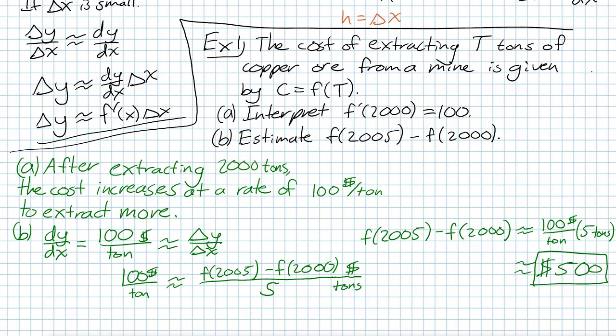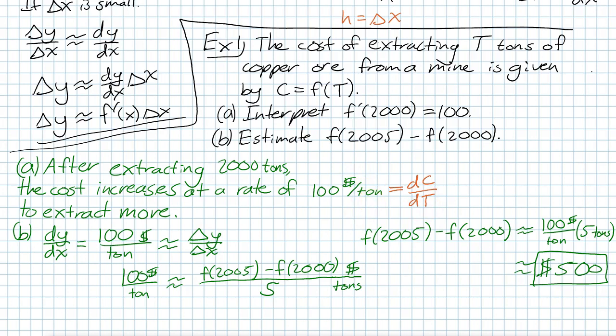The cost increases at a rate of $100 per ton. And I know the units of this are dollars per ton because this represents a small change in the cost divided by a small change in the tonnage. The units of cost are dollars, the units of the weight are tons, so you get dollars per ton. So that's how fast the cost is increasing.